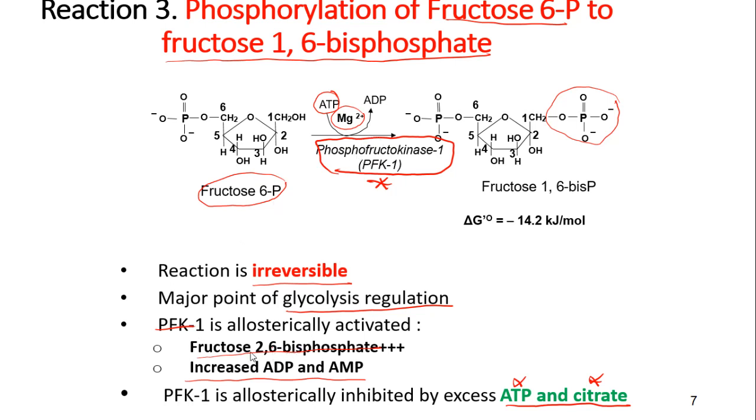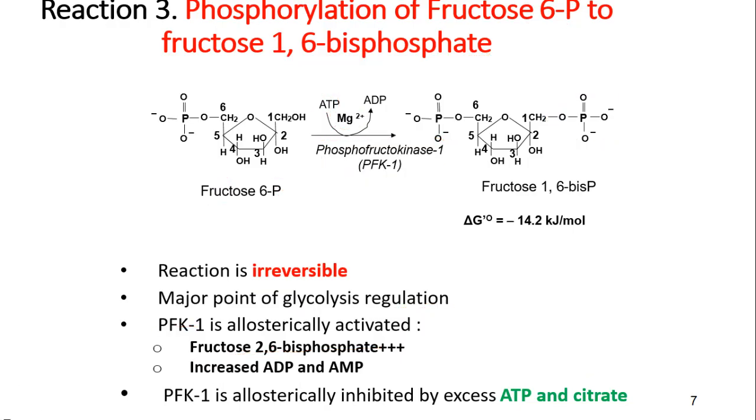But when there is the presence of fructose 2,6 bisphosphate and increased ADP and AMP, you need to understand that this reaction will simply take place. Okay, so let's quickly move on and look at the next step or the next reaction.